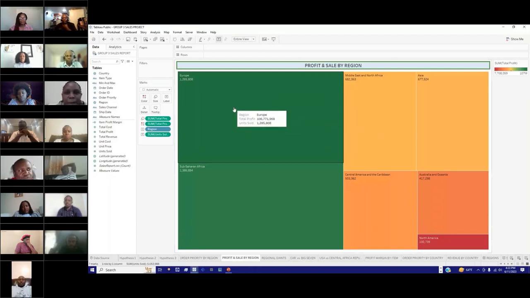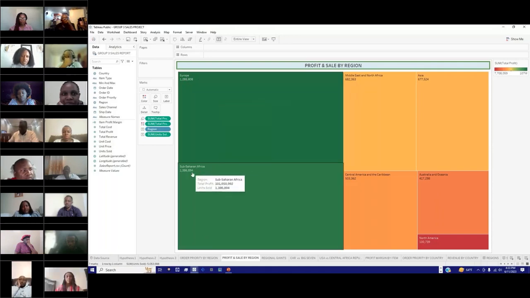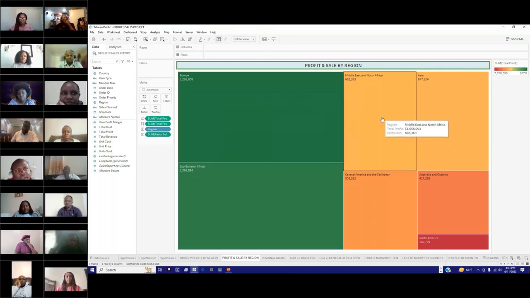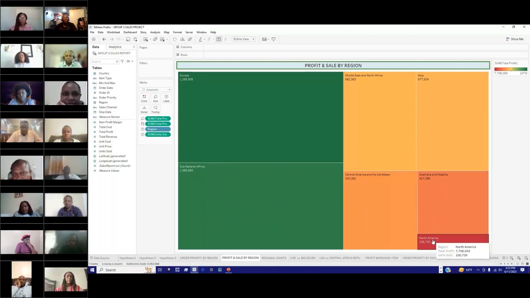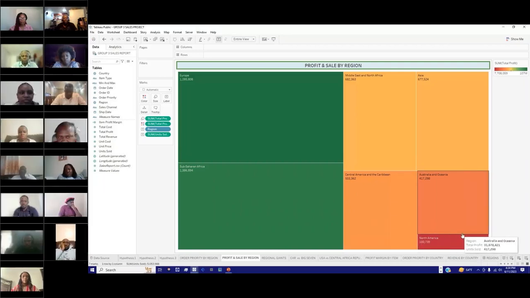So Europe had the highest number of units sold, and next to it is the total profit they made, followed by Sub-Saharan Africa, Middle East, Asia, Central America, Australia, and then last was North America. So we wanted to know why North America had such low sales and made such low profits as well.